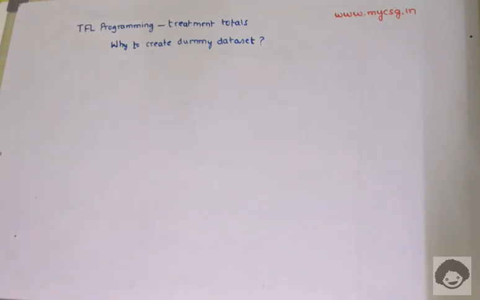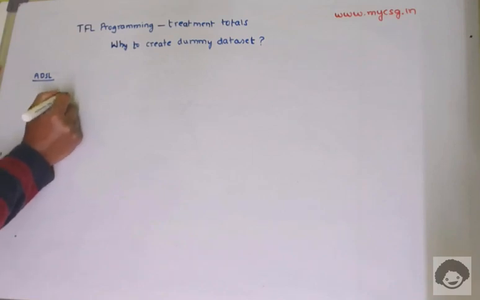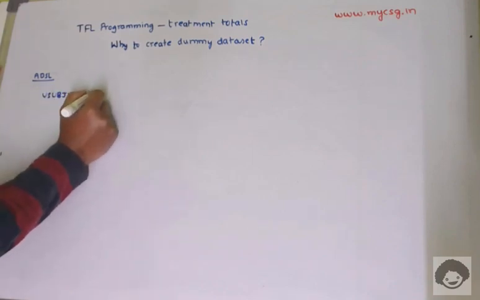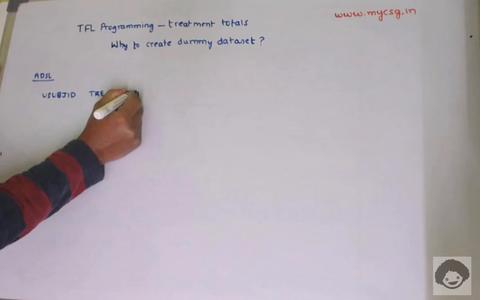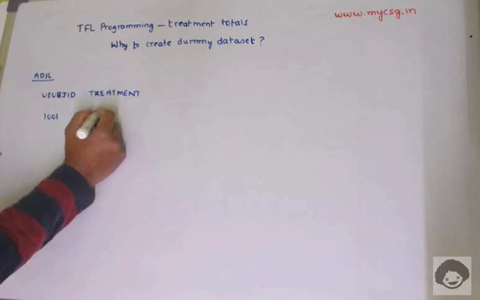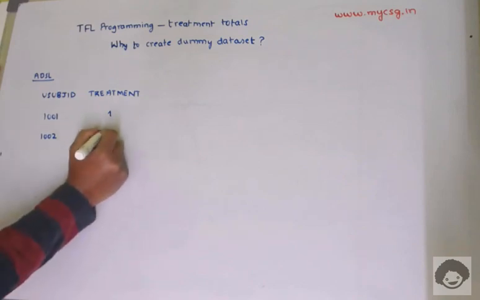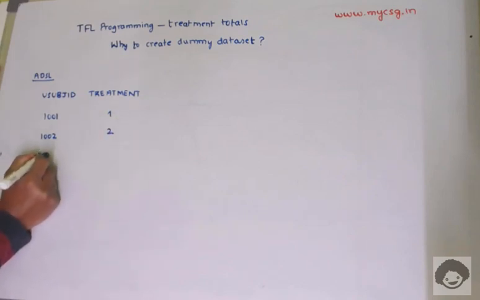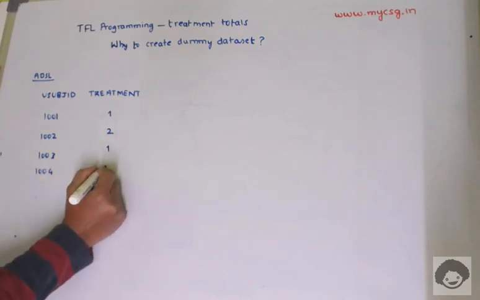Let us say that we are working with a data set called ADSL, and let's say this data set had two variables. The first one is the unique subject identifier, USUBJID, and the second is a variable called treatment. Let's say we have 3 to 4 subjects. Subject 1001 is in treatment 1, a second subject is part of treatment 2, a third subject is part of treatment 1, and subject 4 is again in treatment 1.